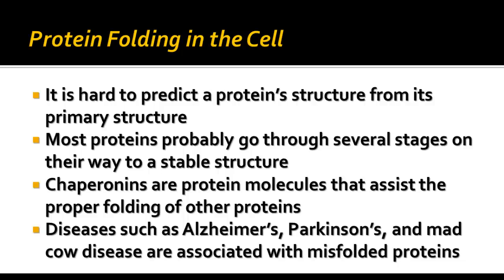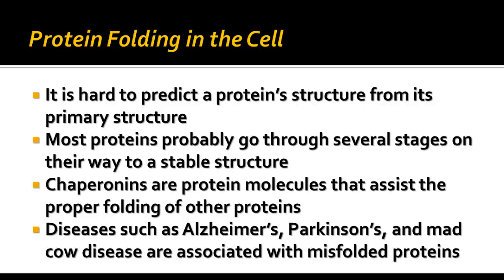Now, there is protein folding that occurs in the cell, and you can't always predict what the structure is from its primary structure because there are several different stages that they go through on their way to becoming stable. A lot of these changes occur in the endoplasmic reticulum and in the Golgi apparatus. That's where those proteins are packaged and folded and formed into their final form, and the subunits are put together and so forth. Some of the molecules involved are called chaperonins, and they assist the proper folding of various protein molecules.